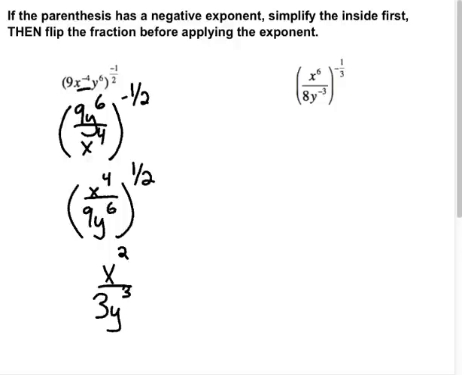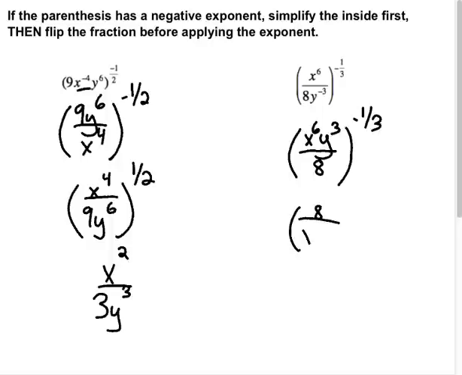Let's try another one like it. So again, you always still clean up the parenthesis inside first. So I'm going to move that y up, just like that. Okay. If there's a negative inside the parenthesis, remember, just move where it is. Now to deal with the fact that the parenthesis is taken to a negative exponent, that flips everything on itself to get rid of that negative.